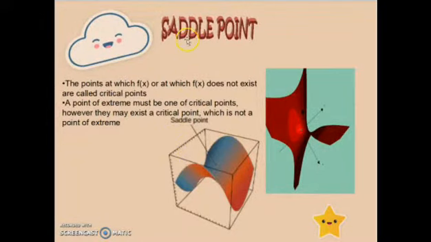Next, saddle point. The points at which fx does not exist, or at which fx is zero, are called critical points, and a point of extreme must be one of the critical points. However, there may exist a critical point which is not a point of extreme. We can see that the examples of saddle point are here and here.